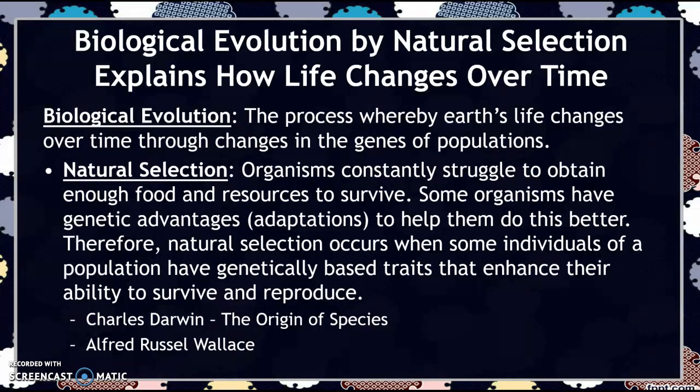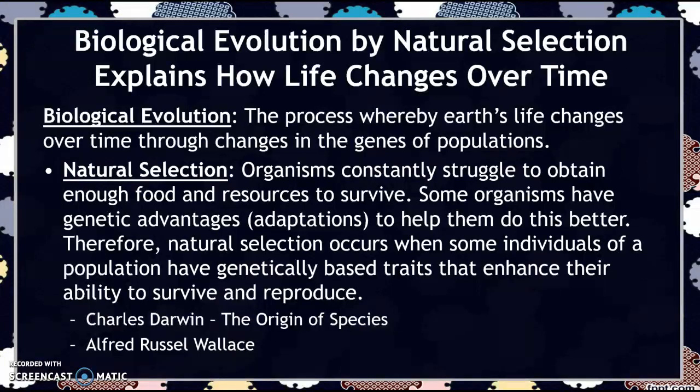So natural selection is organisms constantly struggle to obtain enough food and resources to survive. Some organisms have genetic advantages or adaptations to help them do this better. Therefore, natural selection occurs when some individuals of a population have genetically based traits that enhance their ability to survive and reproduce. So there are two people that are pretty much credited with discovering this idea of natural selection.